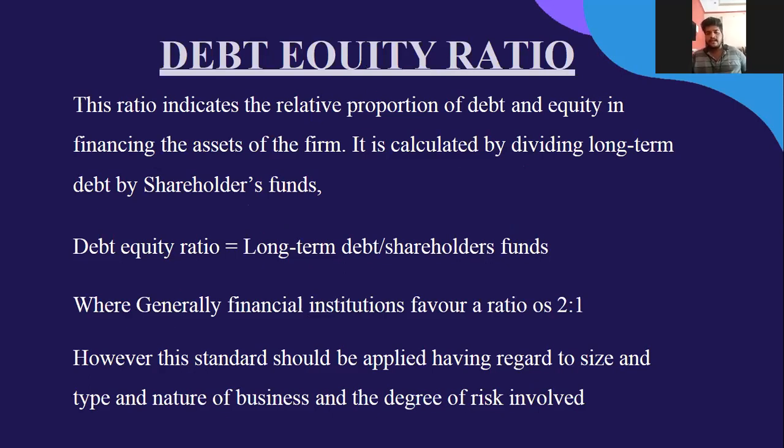Debt equity ratio. This ratio indicates the relative proportion of debt and equity in financing the assets of the firm. It is calculated by dividing the long-term debt by the stakeholders' funds. Debt equity ratio is equal to long-term debt by stakeholders' fund, where generally financial institutes favor a ratio of 2:1. However, the standard should be applied having regard to the size, type and nature of a business and the degree of risk involved.